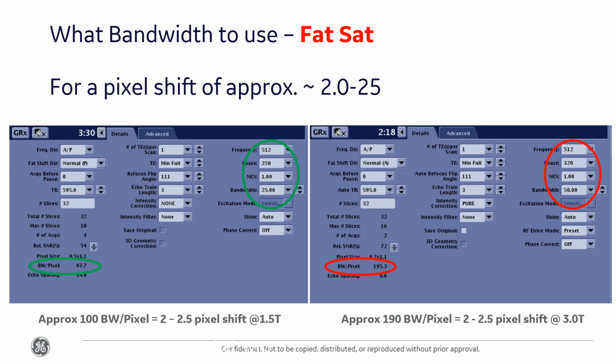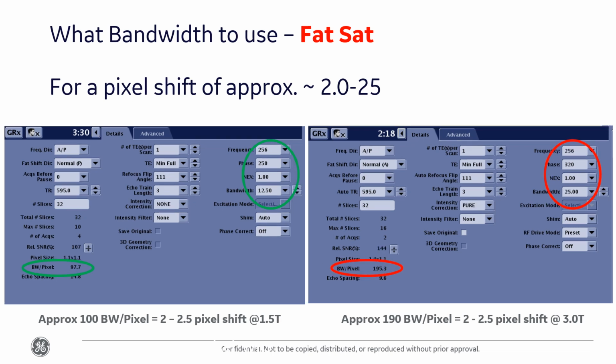With FATSAT imaging in MSK, we have a bit more latitude. Due to the negation of the fat signal as part of the fat saturation process, this reduces some of the effects of chemical shift. This allows us to use narrower or lower bandwidths and therefore lower bandwidth per pixel ratings. So if we were happy with a 2 to 2.5 chemical shift in pixels, our bandwidth per pixel on a 1.5T system is around the 100 and on a 3T system is around the 190. And as before, this continues down to low frequency matrix, but maintaining that same bandwidth per pixel.